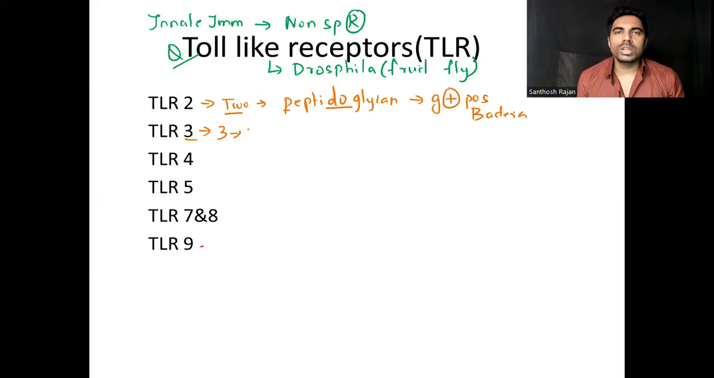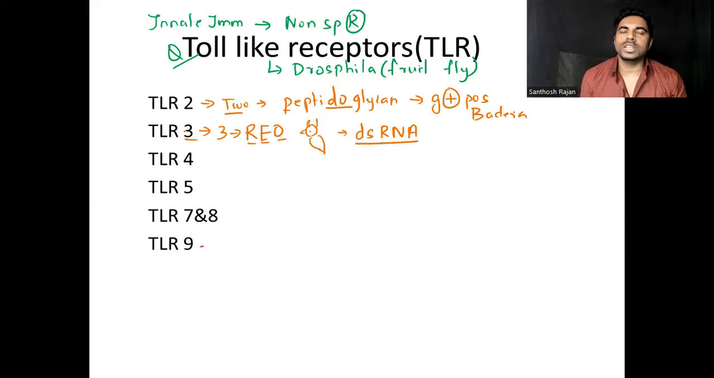Three. I always say Reo bird because it's a link. If you remember, in my shortcut in virology, I told you Reo bird is this beautiful bird which has two horns. What does that mean? It is a double stranded RNA virus. So for double stranded RNA virus, the receptor is TLR3. Okay, this can be asked. This question was asked in some previous exam.